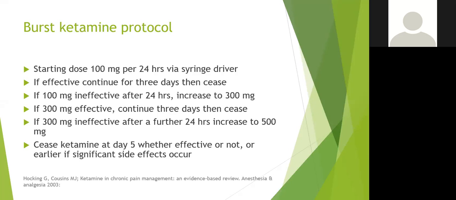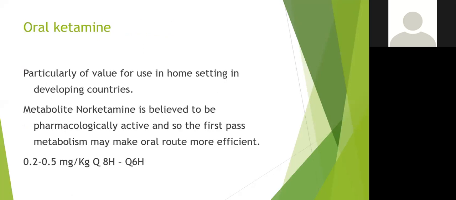Suppose the 100 milligram is not working, after 24 hours, you increase the dose to 300 milligram, again continue for 3 days and then stop. If 300 is not working, after 24 hours, go to 500 milligram. After 500, you don't go higher than that, but always stop ketamine at day 5 whether it's effective or not, or significant side effects occur. So this is the principle of the burst ketamine protocol, and it's usually done subcutaneously.